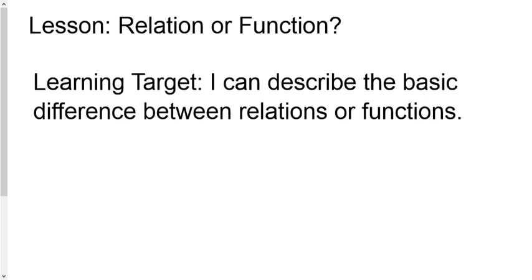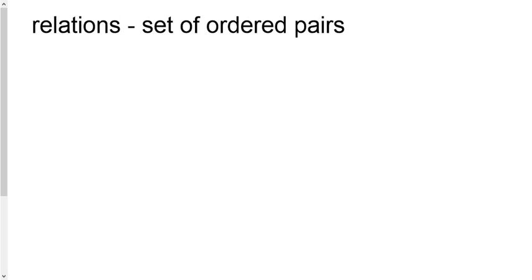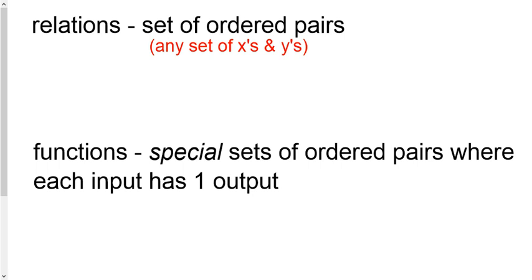Relations and functions, we've got to find out the difference between them. So real quick, the definitions: relations are just sets of ordered pairs. They're x's and y's. They can be tables, they can be graphs, they can be ordered pairs. Relations happen all the time. Now functions, they're special. I want you to think of that. Functions are special, and that's where each input only has one output.